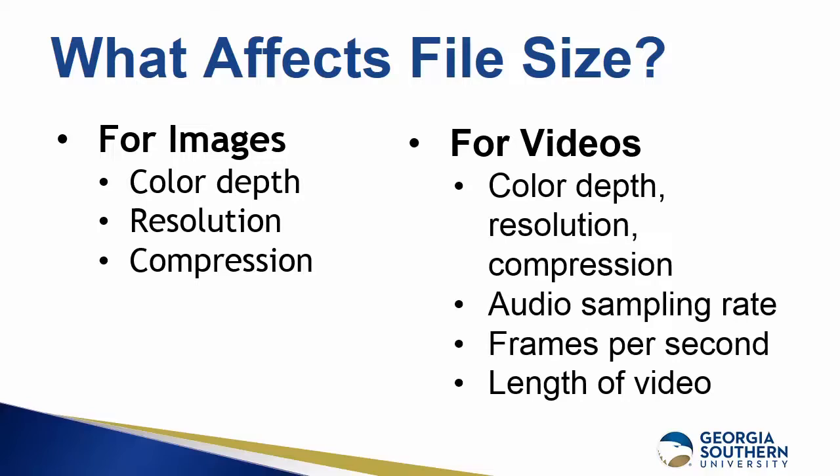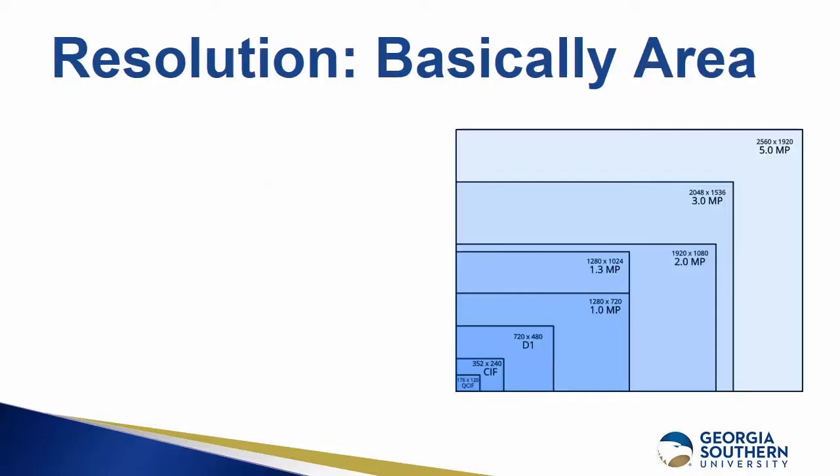For videos, you've got the same things, color depth, resolution, and compression. That's still there. But then you're also looking at audio. The sampling rate of the audio, is it using good quality audio or kind of crappy audio? How many frames per second, which a lot of times you can't control, and then the length of the video. Because basically a video is just a set of frames all put together many times, like 30 frames a second times how many seconds, with a track of audio on top. And so that's why video files are so big compared to your typical image files.